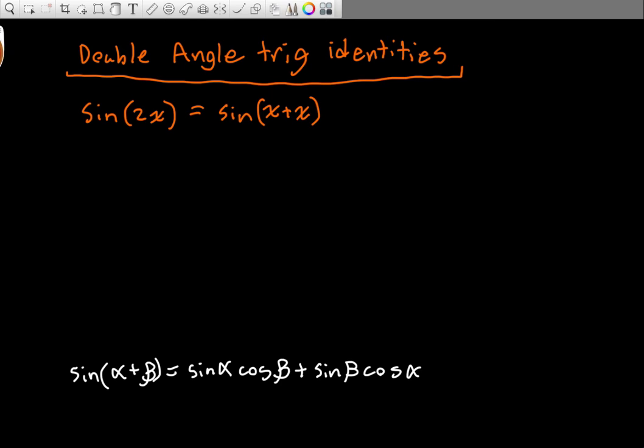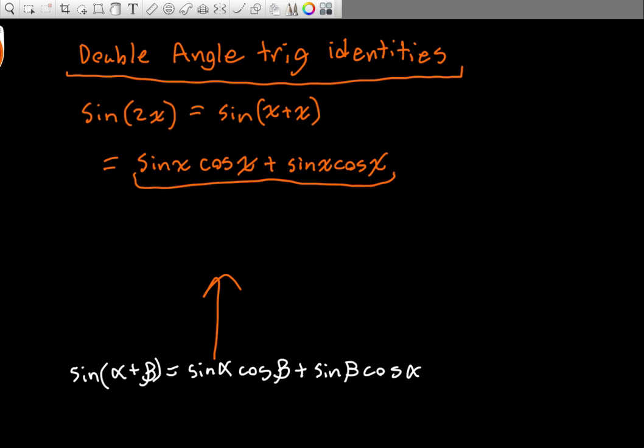Well, let's go back to our problem. This is going to be equal to, let's just plug it in, right? The sine of x times the cosine of x, because we're treating x as if it's 2 different angles here that we're adding, when really it's just one angle that we're adding to itself. Now we're adding the sine of x times the cosine of x. And look, these expressions here are identical, so we can just combine them, and that's going to be 2 sine of x cosine of x.